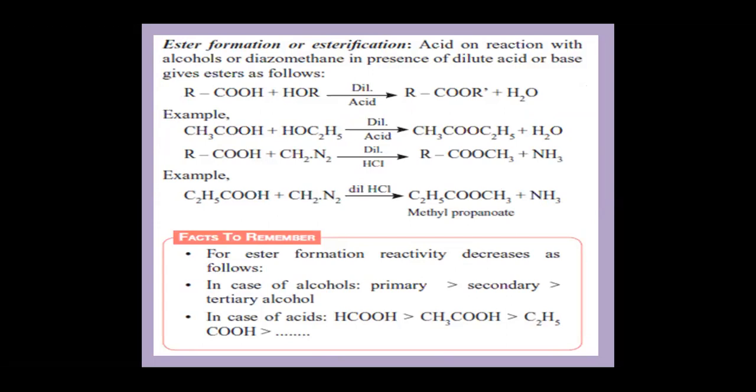Facts to remember: for ester formation, reactivity decreases as follows. In the case of alcohols, as we move from primary to tertiary alcohols, the reactivity for ester formation decreases. And in the case of carboxylic acids, as we move from formic acid to propionic acid, the ester formation reactivity decreases.